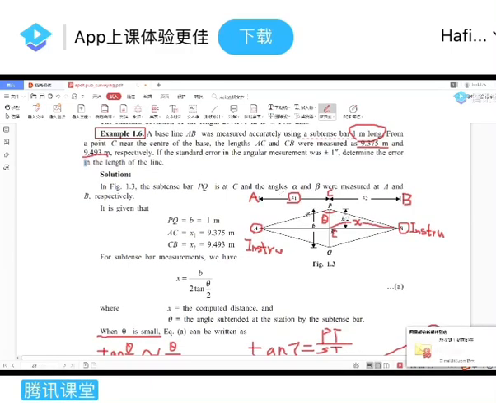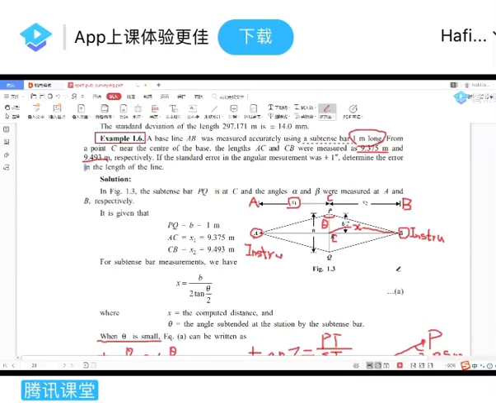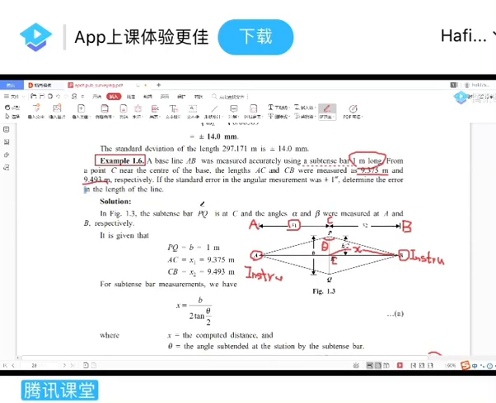Okay, and now comes the final one. How are you going to write the solution? He asks you to consider the standard error, plus or minus 1 second. You are going to decide the error of the length.